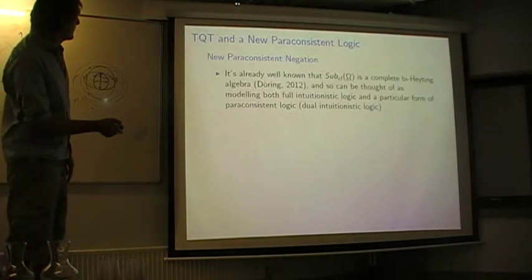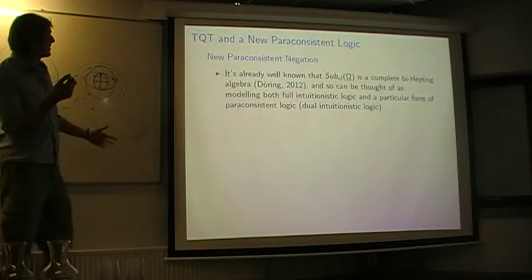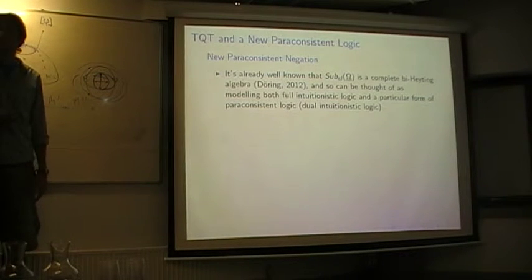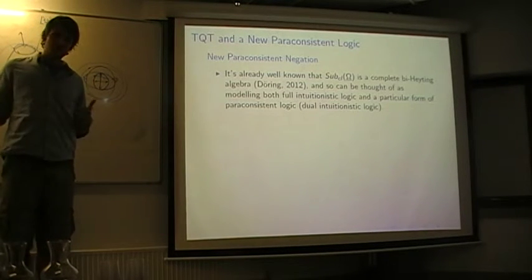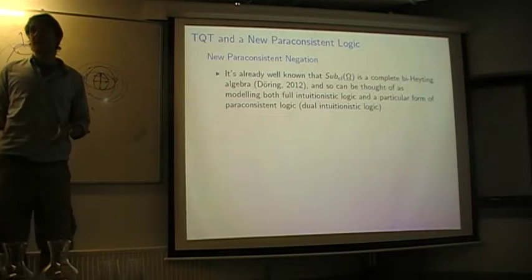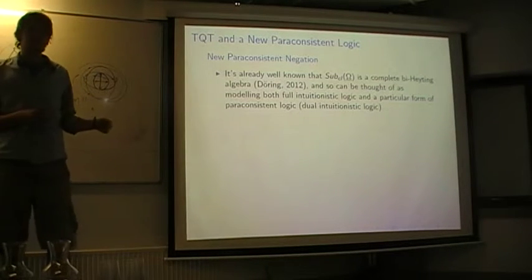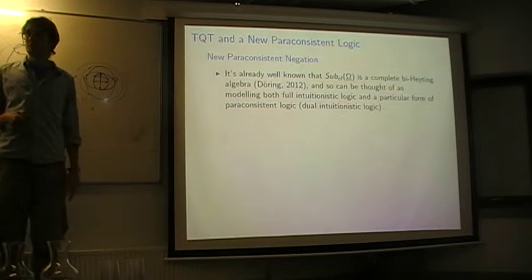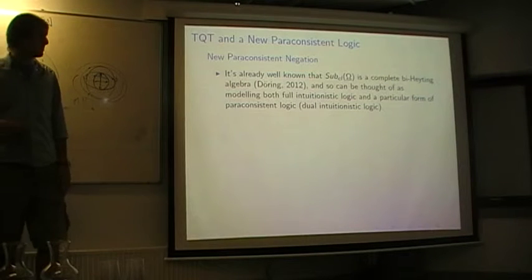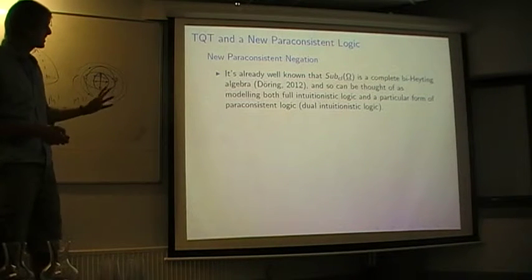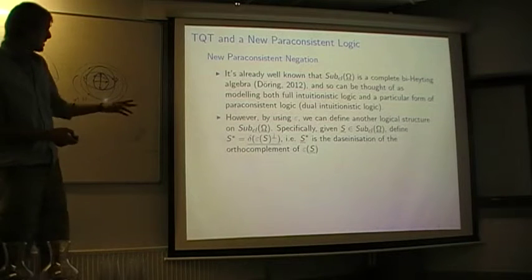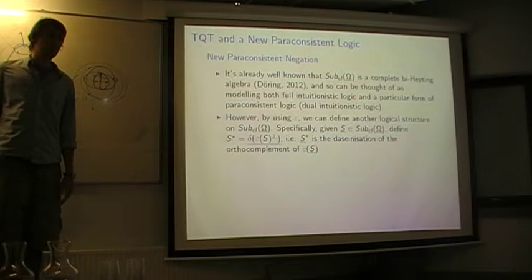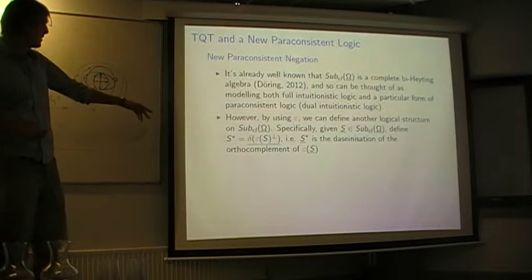Right. Now, this is where the new stuff starts. It's already well known that clopens form what's called a complete bi-Heyting algebra, which means you can think of them as a model both of full intuitionistic logic and of a particular form of paraconsistent logic. This is what Andreas showed. But the paraconsistent structure has never really been looked at because it's not very natural. I think it's hard to do very much with it. But there's actually another paraconsistent structure which arises very naturally once you start using this epsilon. So this is the new structure that we're going to have.